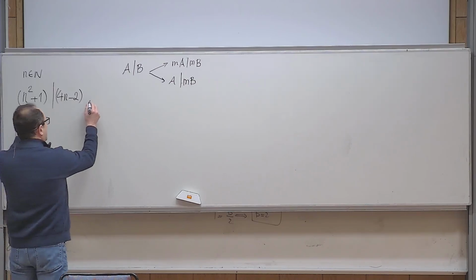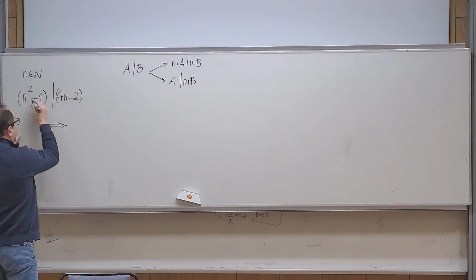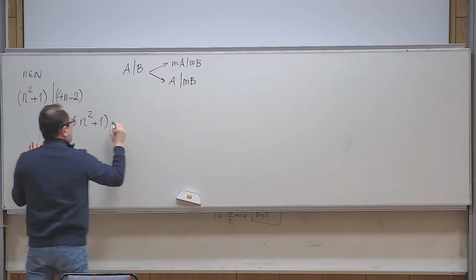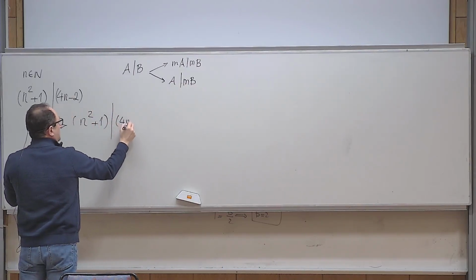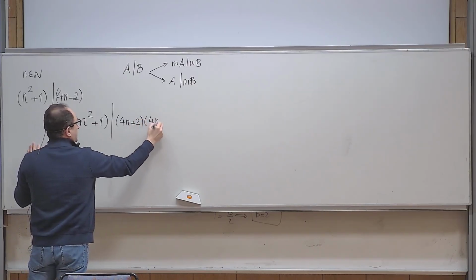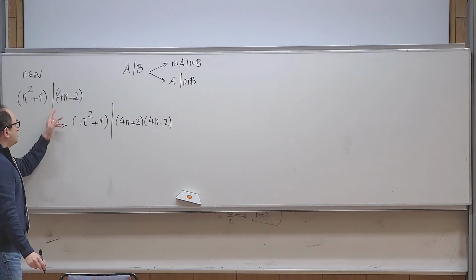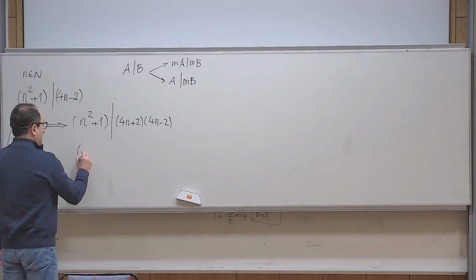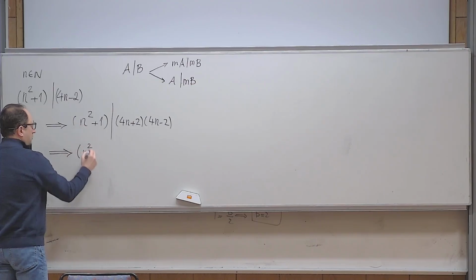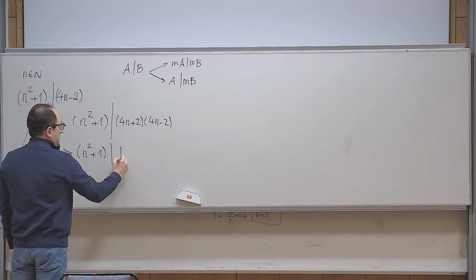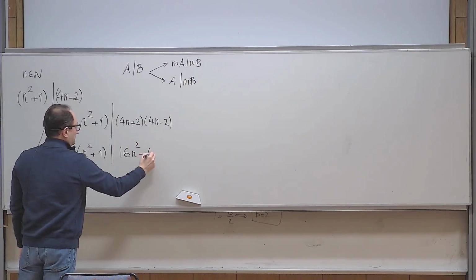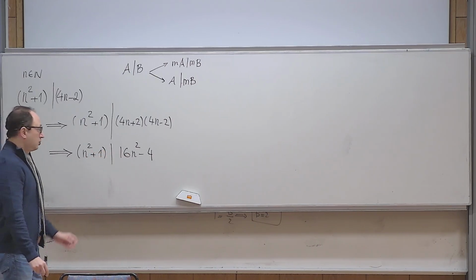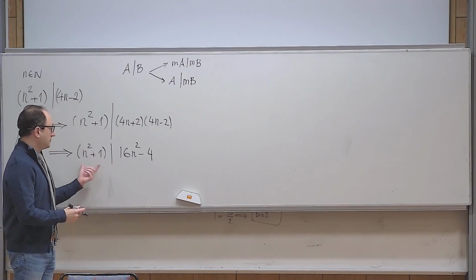So this means that from here, I can conclude that n squared plus 1, according to this theorem, second part, divides 4n plus 2 multiplied by 4n minus 2. So if this is true, this is also guaranteed. But now look, if you multiply these two, I can conclude that n squared plus 1 divides 16n squared minus 4. Okay? But now it is easy to get rid of n squared without having to tolerate the existence of an extra n here.